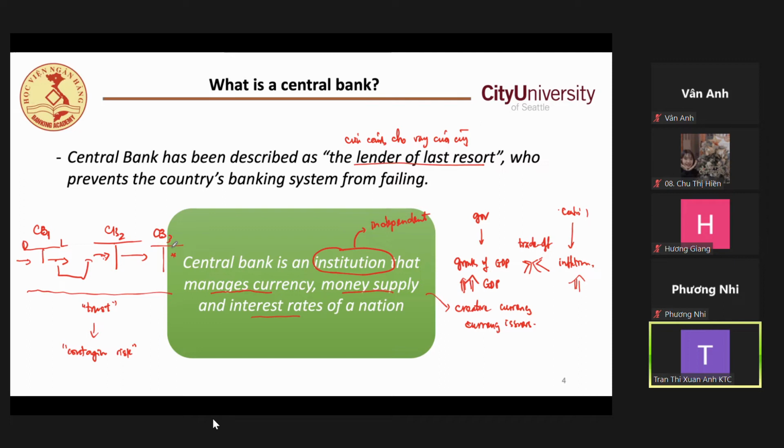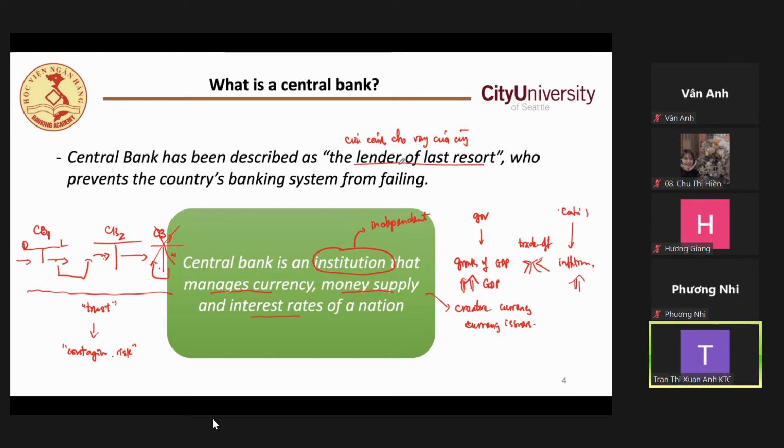And at that time, maybe they need to borrow money from the central bank to have enough money to repay the depositors or the savers. If not, if bank three does not have enough to repay, they lose the confidence of the depositors or participants here, and this leads to contagion risk.